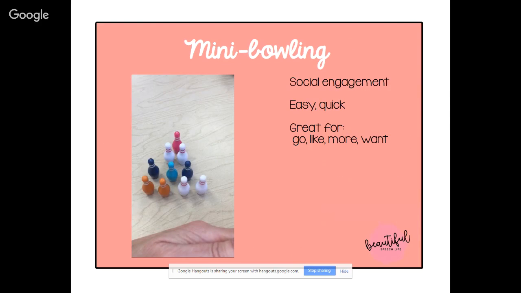This one, mini bowling, has been really successful, and it's age appropriate. Even the junior high kids like it. It's really simple, and I use it for social engagement. It's easy and quick. I've got my hand there to block the little pins so they don't fly all over the place. It's a group activity: one student has the ball, and he has to wait until the other students tell him to go. So he's got to have joint engagement and pay attention, and when they say go, he gets to go. If he wants another turn, he can say want and more. It's really simple, but really effective.